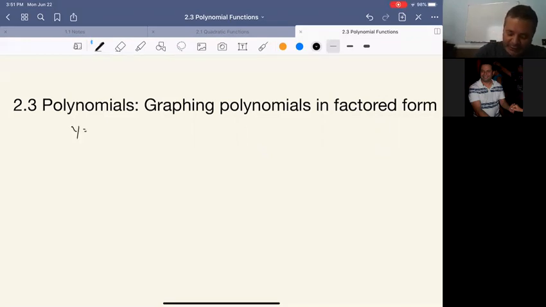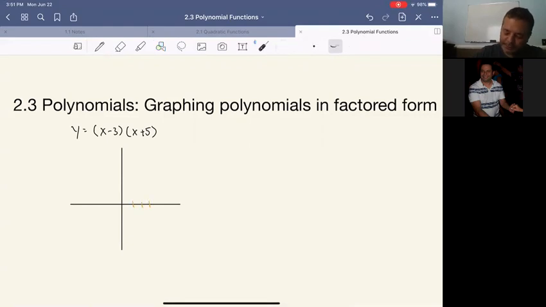So let's take y equals x minus 3, x plus 5. If I wanted to graph this, it wouldn't take too much. I know that there's a root at 3, and there's also going to be a root, or a 0, at -5. And I know it's a parabola that goes up, so it's going to be like so. That's pretty much all I need to know for right now.